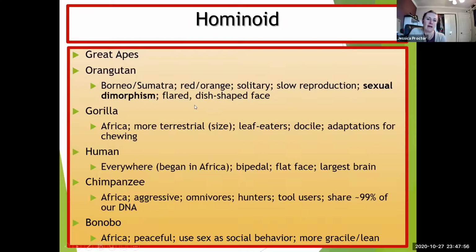Other distinctive features of orangutans: they have a very flared, disc-shaped face. In the males, these very flat, disc-shaped cheeks develop at the time of sexual maturity. So the dominant males are going to have more prominent cheeks, essentially. And I'll show you a picture here in a moment.